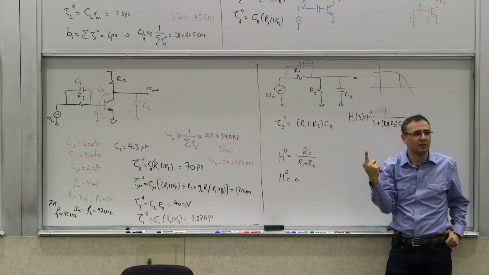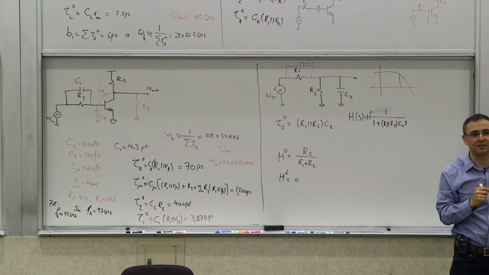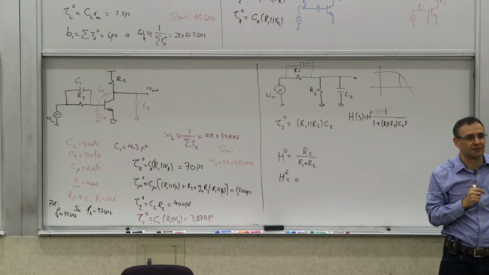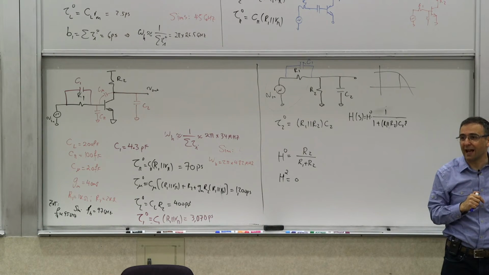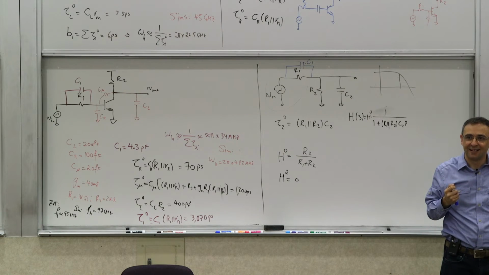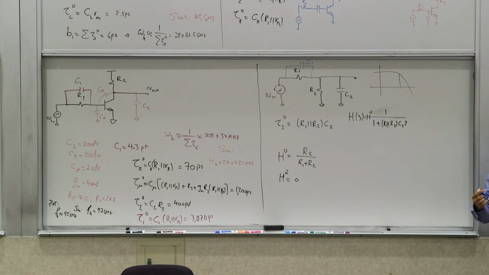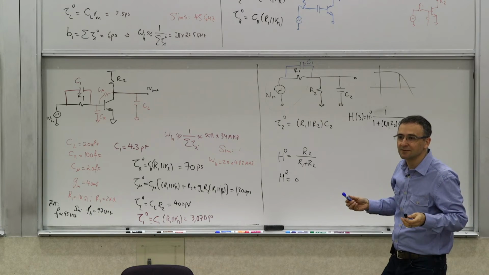How many zeros? One, because you can short circuit this and then you get some output. And is it a left half or right half plane zero? It's a left half plane zero, and my pole is left half plane. So that gives you some sense that maybe if I have a left half plane zero and a left half plane pole, I can put them on top of each other and get them to cancel each other. So let's see if we can.